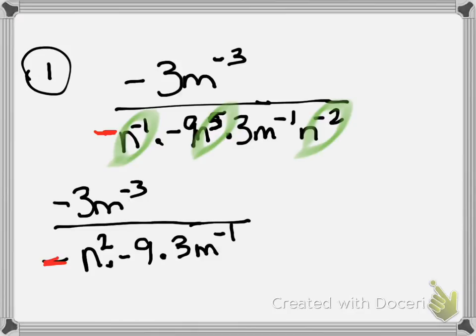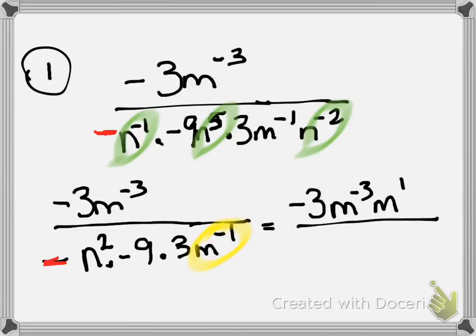Now this m to the negative 1, if I move it to the top, that negative 1 will be positive, right? So negative 3, m to the negative 3, move that m to the 1 up top. And if you notice here in my denominator, I have a negative and a negative, all that's being multiplied. Well, those two negatives will end up turning each other positive, so it'll just go away. And 9 times 3 is 27. So I did a little bit of simplifying in that one step. Canceled out the two negatives, and I did the 9 times 3.